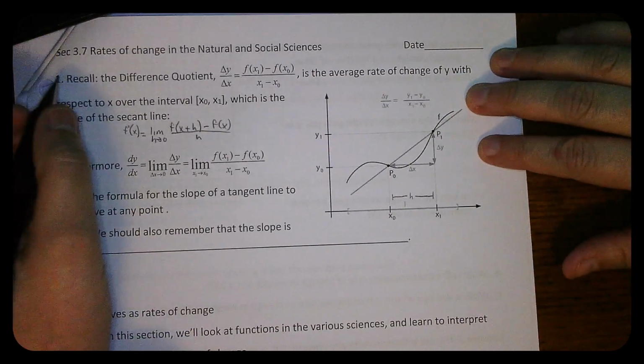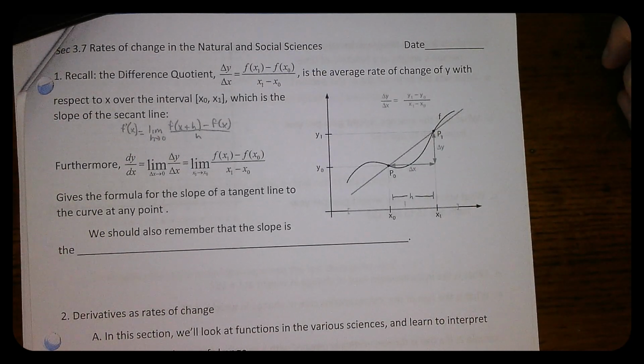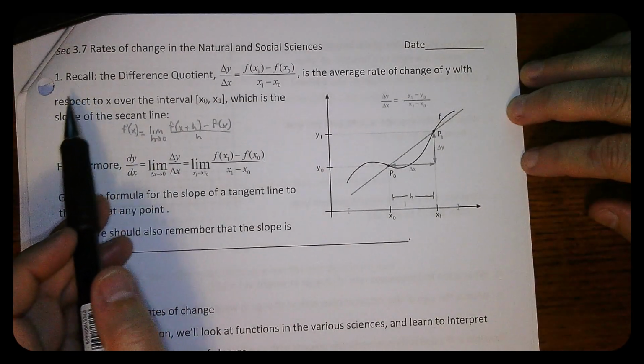Okay, this is lesson 3.7, rates of change in the natural and social sciences. So we're going to do several word problems. I'm just going to review this very quickly.